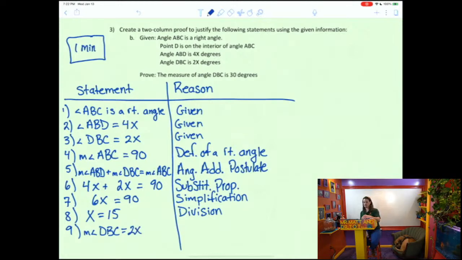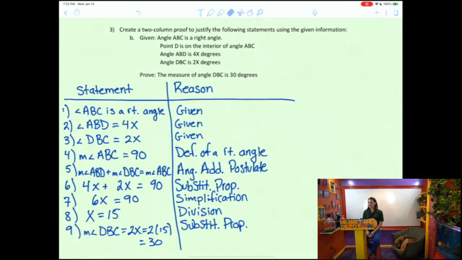Okay, so for number 3, we have the given information that angle ABC is a right angle, that angle ABD is 4x degrees, and angle DBC is 2x degrees. That's all given in the information. From there, we can define the right angle to be equal to 90 degrees, so the measure of angle ABC must equal 90 due to the definition of a right angle.